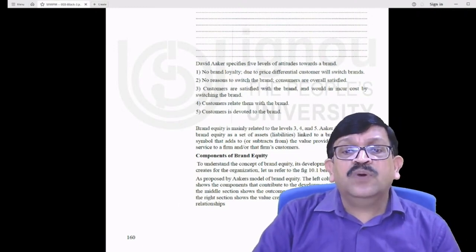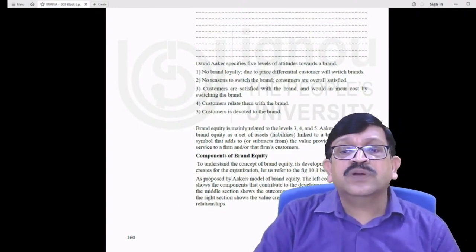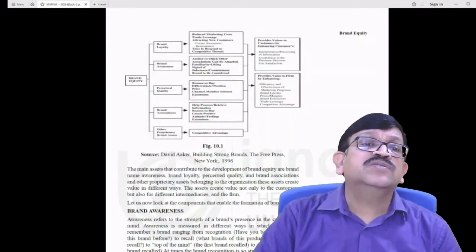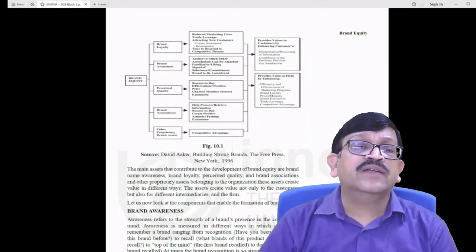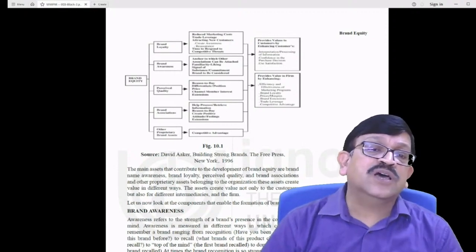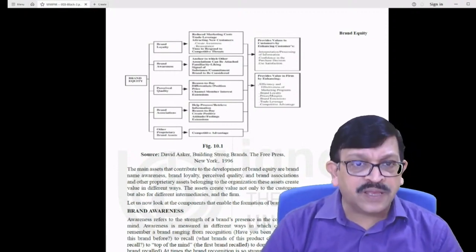Now, what are the components that go into a brand equity? We will next look at that. So I would take help of this particular framework, as you can see it on the screen here. This is the block diagram where we talk about five different parameters which are critically looked upon in terms of enhancing brand equity.